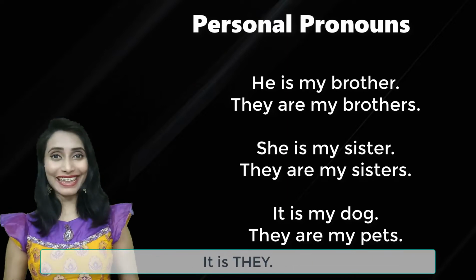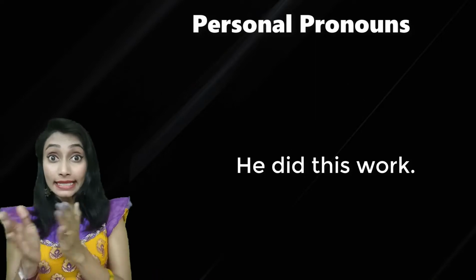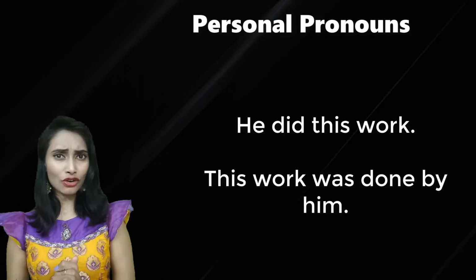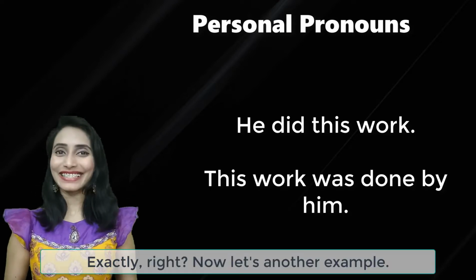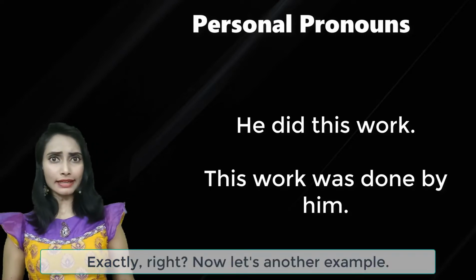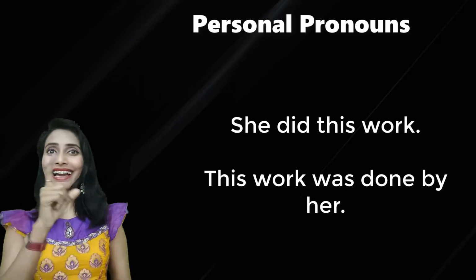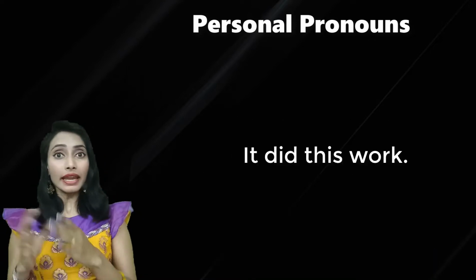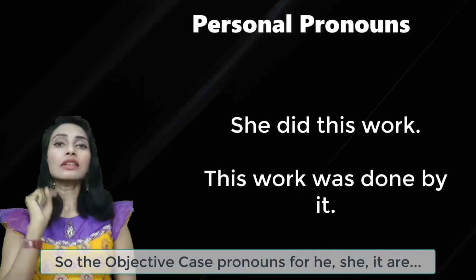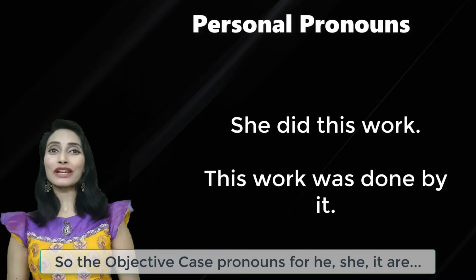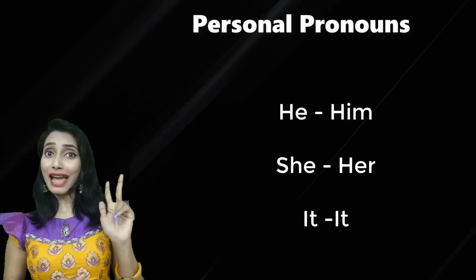It is they. Now let's see the objective case pronouns. He did this work. This work was done by? Yes, you're right. Him. Exactly, right? Now, let's see another example. She did this work. This work was done by her. There you go. It did this work. This work was done by it. So, the objective case pronouns for he, she, it are him, her and it.